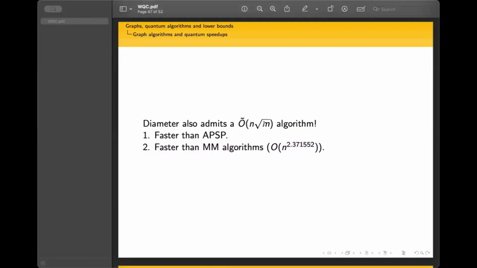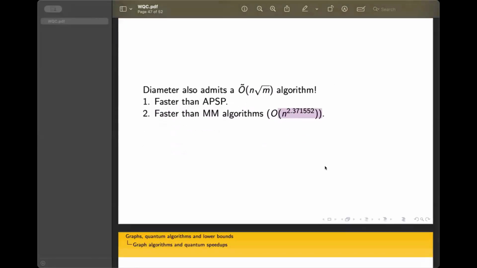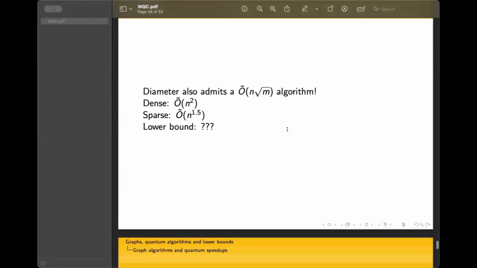So, for m equals n squared, the quantum algorithm is quadratic time, whereas the best classical algorithm would take n to the 2.37, whatever the currently best matrix multiplication exponent is. Yeah, the quantum algorithms are showing a huge advantage here, and they break down a lot of classical intuitions that you may have. So yeah, moving further.